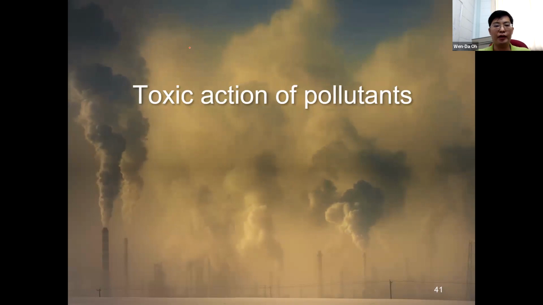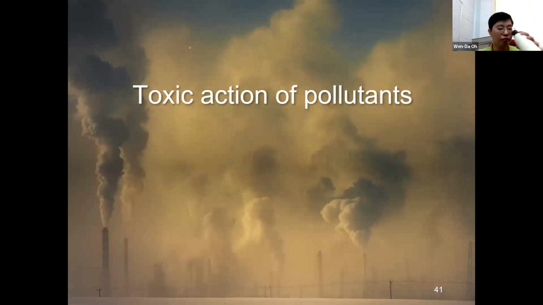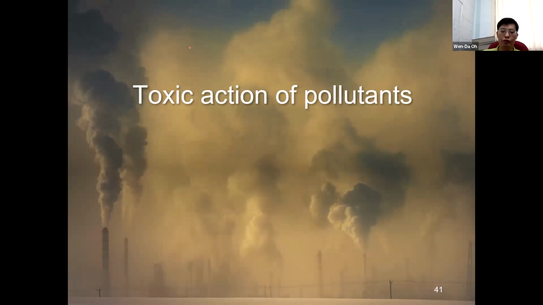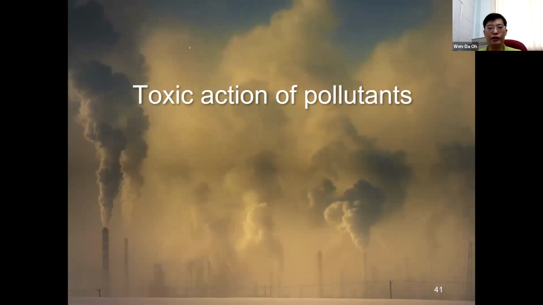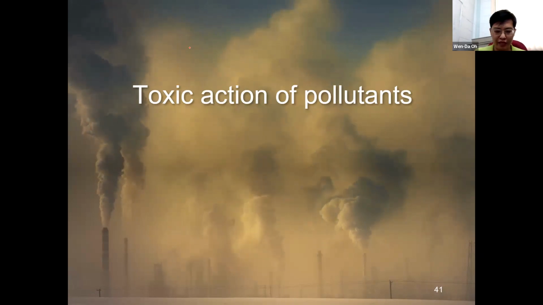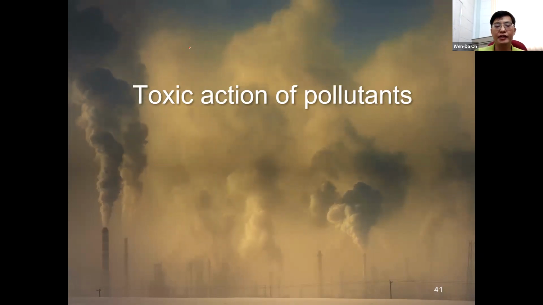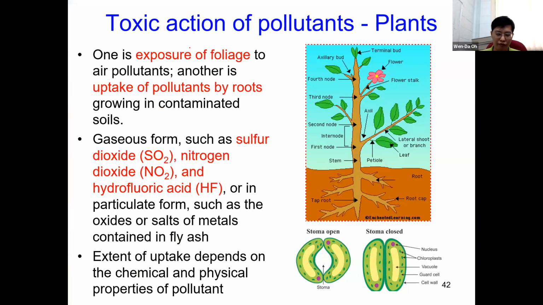Okay, so let's talk about the toxic action of the pollutant. This section is what we want to look into: how a toxic action can happen, how a pollutant can actually induce certain effects in a body, and what kind of mechanism it follows. So we start off with the plant first. There are two ways whereby pollutants can enter into the plant. One is through the foliage, which means through the leaves.